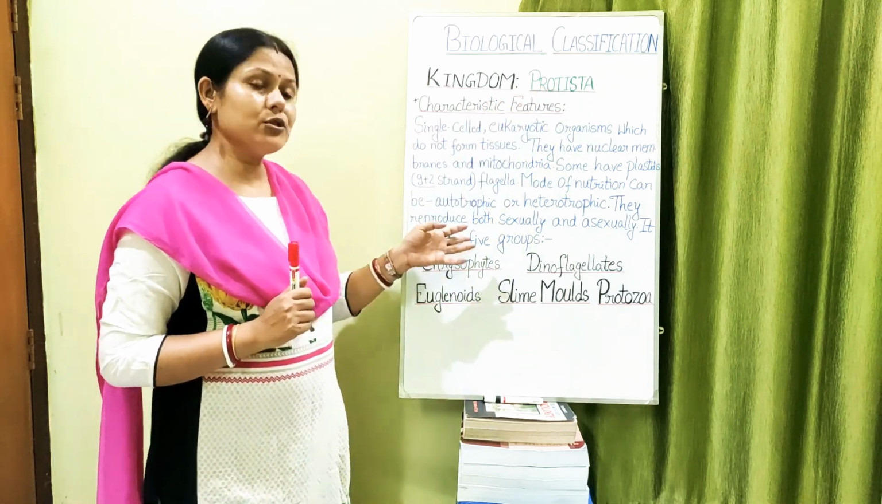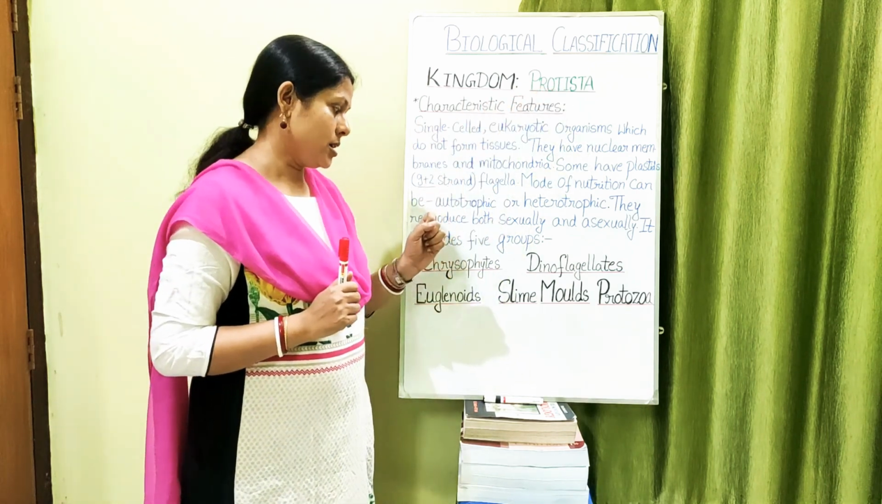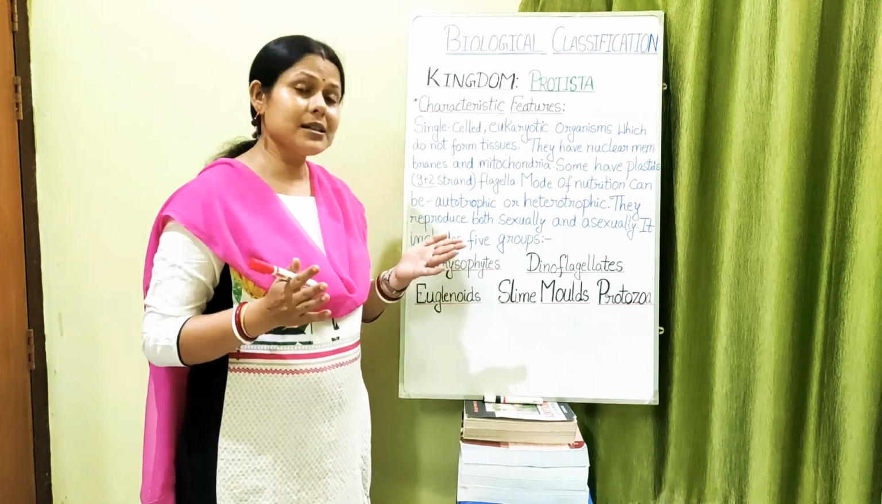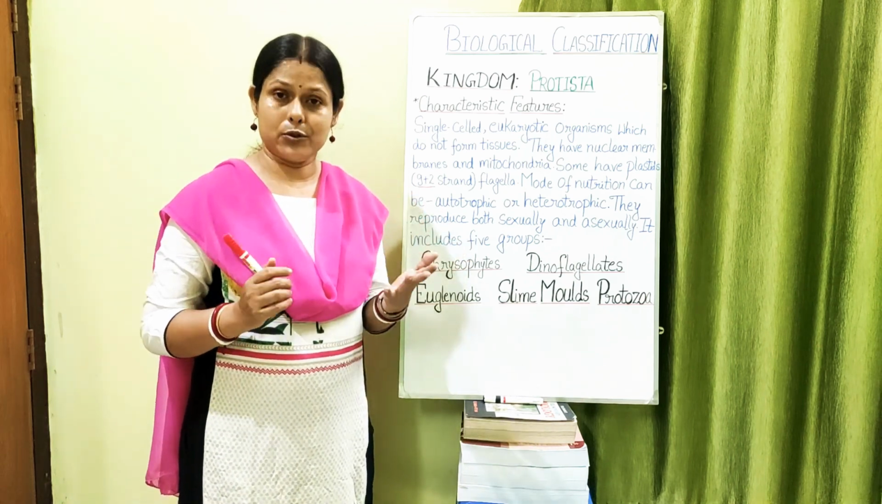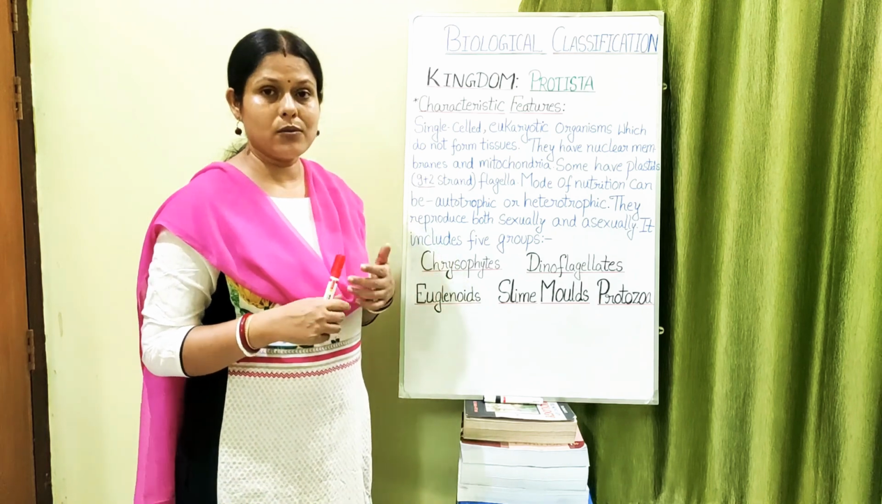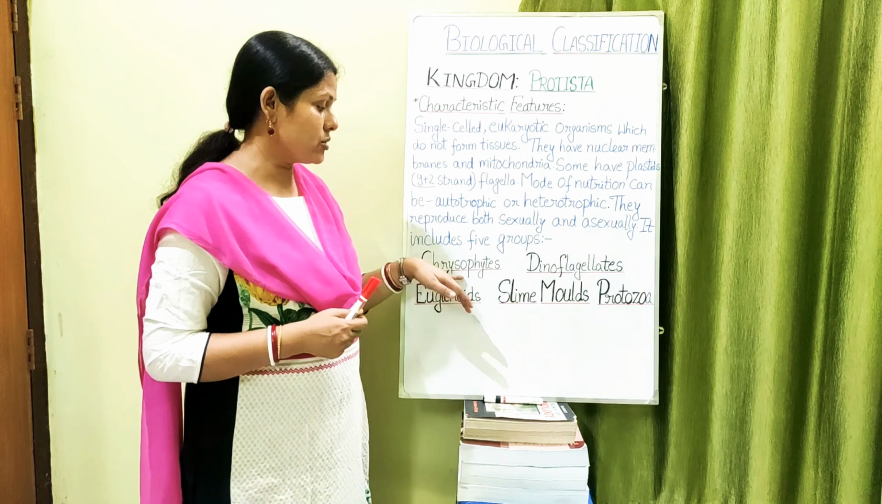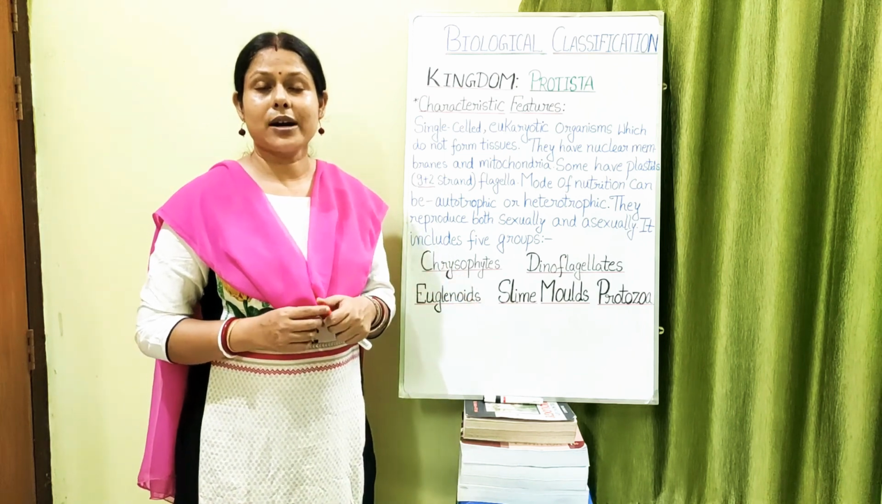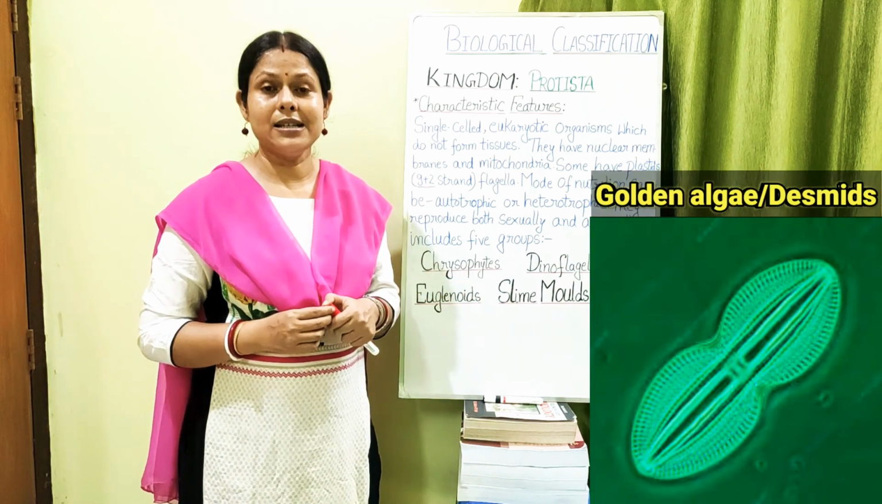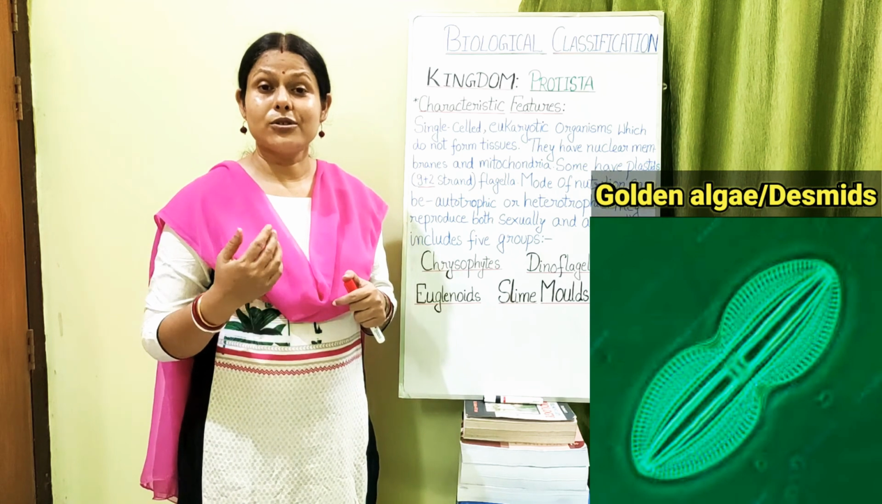Next, they reproduce both sexually and asexually. Okay, so they are finally grouped into 5 groups. Now what are these groups? Let us see one by one. The first group, which has been mentioned in your book, is known as the chrysophytes. Now chrysophytes are also known as golden algae, or they are also known as desmids.